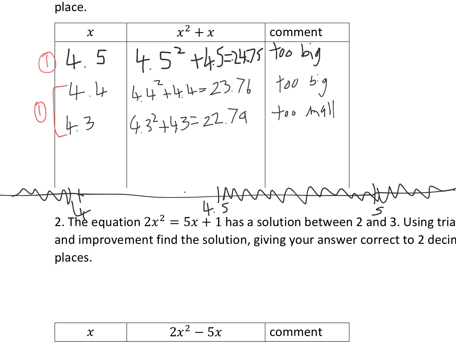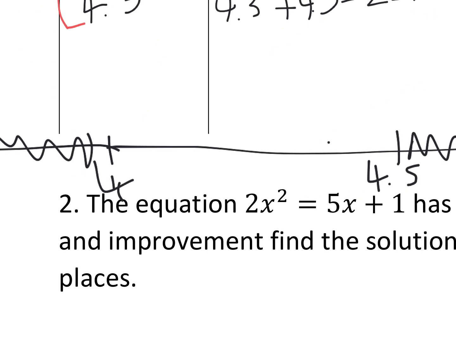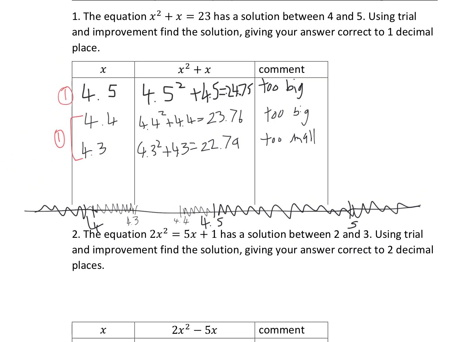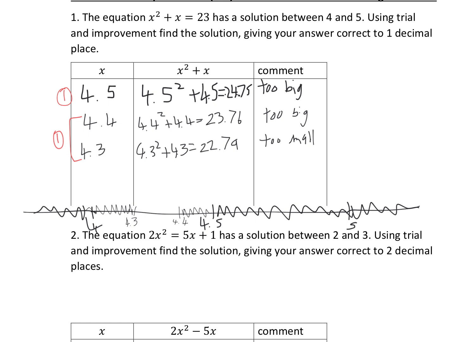We then zoom in. We then choose 4.4. It was too big. So we can get rid of all that. And then we choose 4.3. But it was too small. So anything below 4.3 we could get rid of. And that's effectively where we've got to now. As I said earlier, we don't just say it's going to be 4.3 because that's closer to 23. That is the incorrect way to go about it.